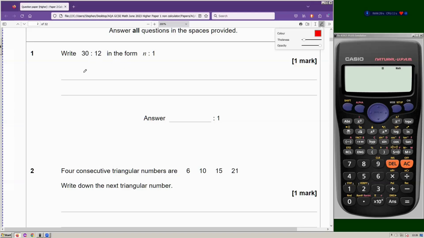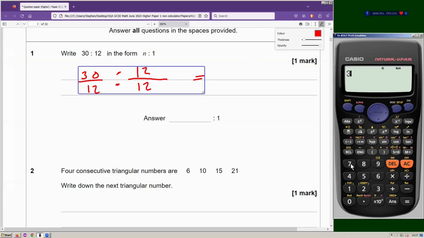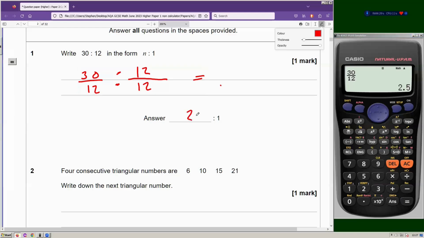Well, what we're going to do is just divide them both by 12. So that equals, and we can use this calculator. That's 2.5. There we go.